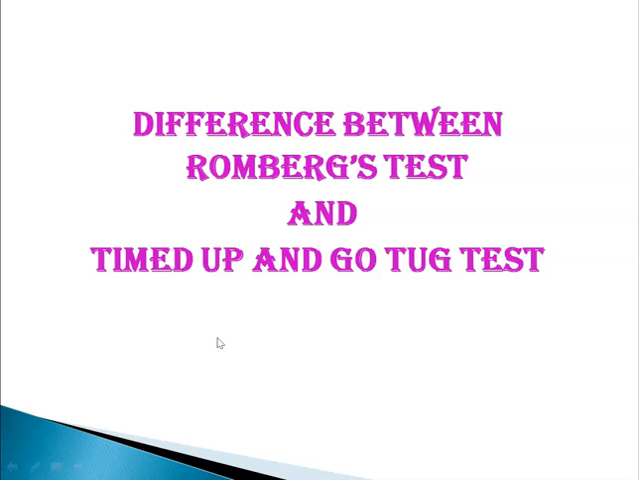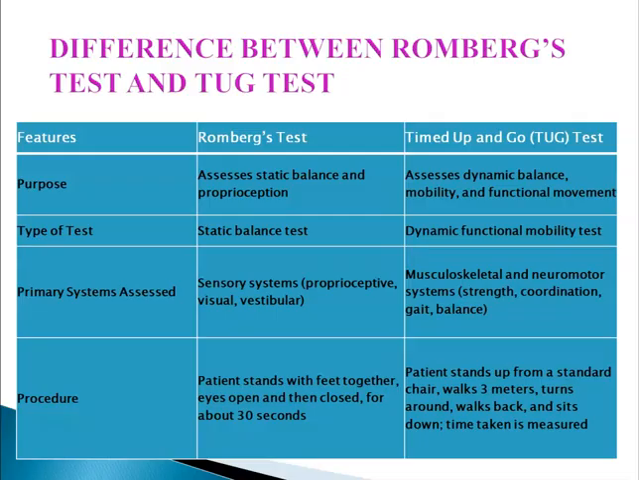In today's video, I'm going to talk about the differences between the Romberg's test and the timed up and go test, that is the TUG test. So the differences have been categorized into three columns: the features, the Romberg's test, and the timed up and go test. The purpose of the Romberg's test is to assess the static balance and the proprioception, whereas the TUG test assesses the dynamic balance, mobility, and the functional movement.